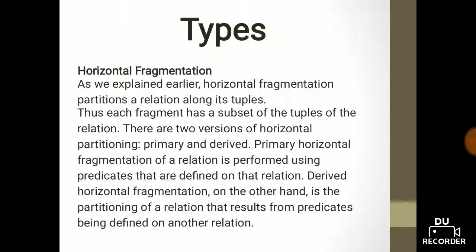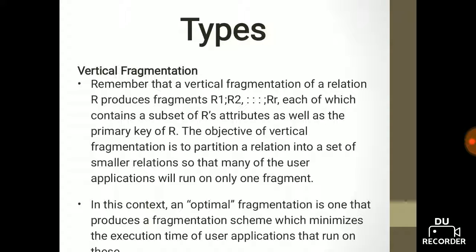So what is primary horizontal fragmentation? I'll explain in brief. We have intuitively discussed the process for primary horizontal fragmentation. A primary horizontal fragmentation is defined by a selection operation on the owner relations of a database schema. That's it. It is all about primary horizontal fragmentation. Then the other type is vertical fragmentation.